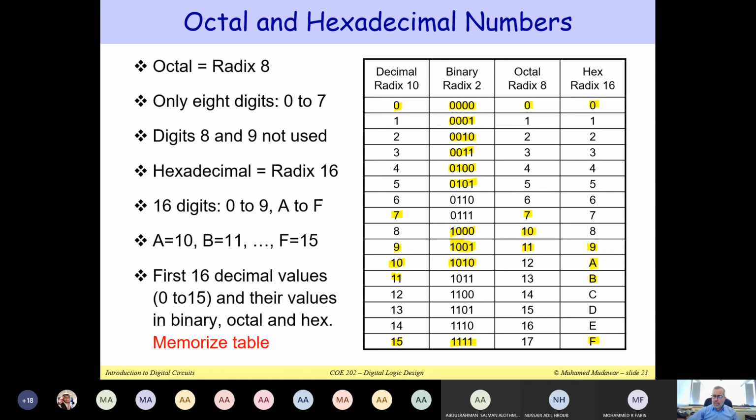9 will be 11. It's 8 plus 1. So the most significant digit here is 1, which is the 8, and the least significant digit is the 1. So 8 plus 1 is equal to 9. And finally, here we have 17. It's actually 8 plus 7. So this 17 is not seventeen. It is 17 in octal, which is 8 plus 7, which is equal to 15. Okay? Is this clear? So it's very important to remember this table because we can easily do the conversions between octal, hexadecimal, and binary very quickly.